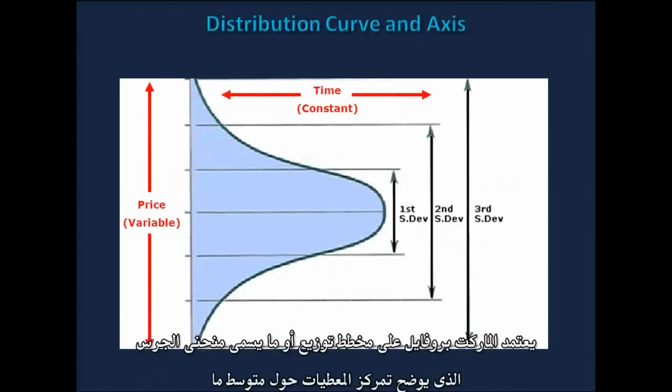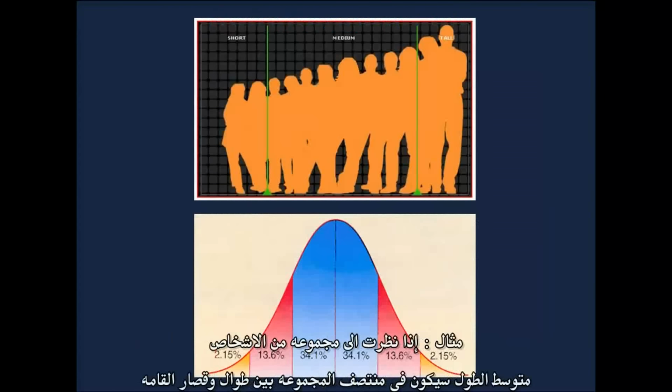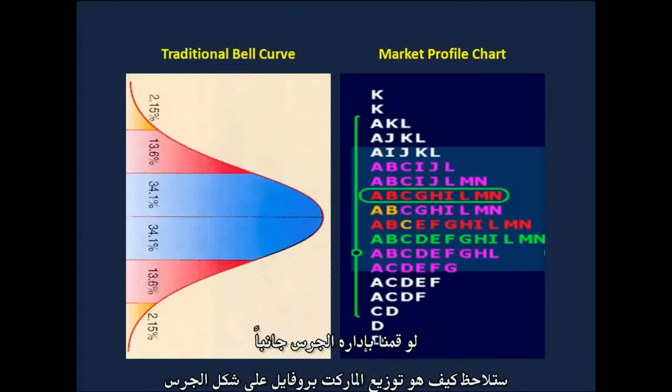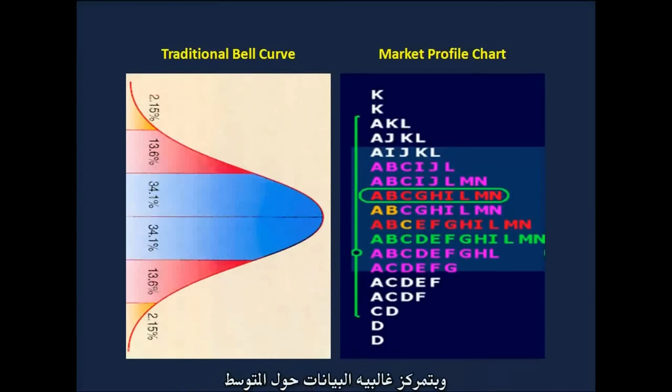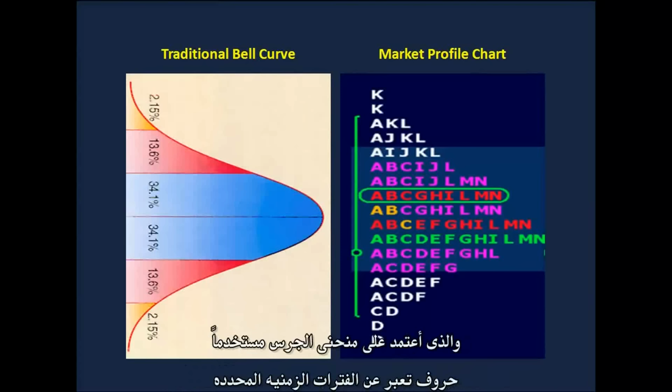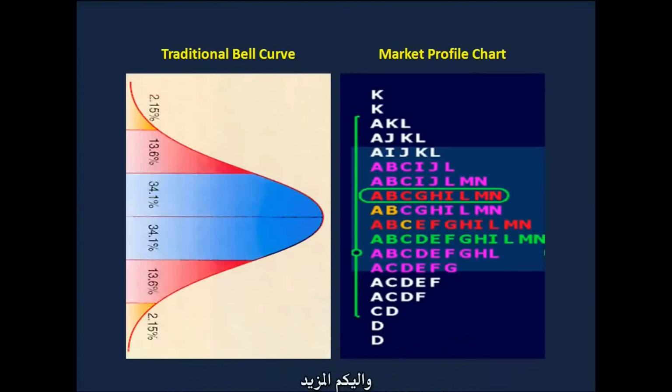The market profile is based on a standard distribution graphic or bell curve that illustrates how similar data tends to collect around a mean. For example, if we look at a group of normal individuals, most will be of average height, bracketed on both sides by smaller numbers of those who are shorter and those who are taller. If we tip the bell curve on its side, you'll notice how this display of a market profile looks like the bell curve, with most of the data collecting around the mean. It was created in the early 1980s by Pete Steidlmayer and Mike Boyle from the CBOT, and it's based on the bell curve, using letters to designate specific time periods. We'll have more on that in a second.